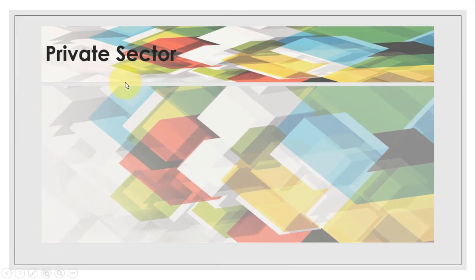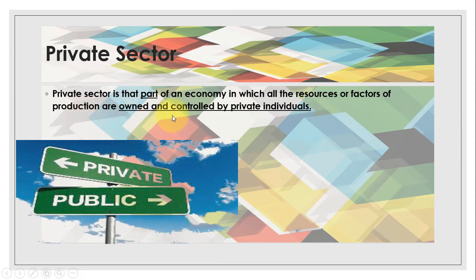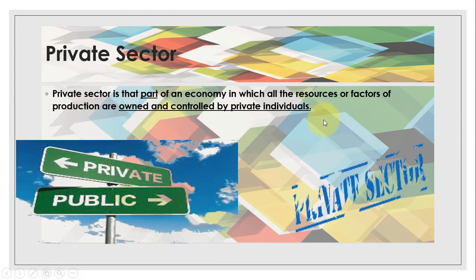Private sector. Private sector is basically that part of an economy in which all the resources or factors of production are owned and controlled by private individuals, like the businesses we see all around us. Many of them are owned and controlled by private individuals. So that basically represents the private sector.